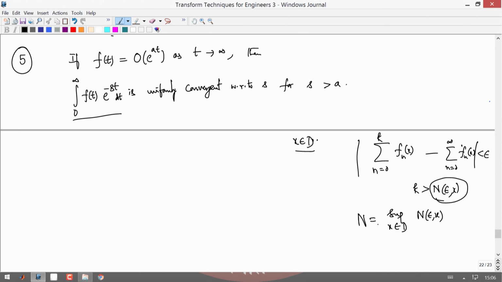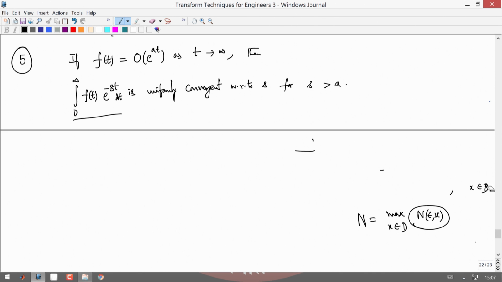If such a maximum exists, or the supremum exists, where the supremum is something which need not be exact, or something bigger than all these numbers, such a number that works for every x in D, that is the meaning of uniform convergence. Then you say that this series converges uniformly as k goes to infinity. The same argument holds good here. Once this series is uniformly convergent, you can do term by term differentiation and term by term integration.